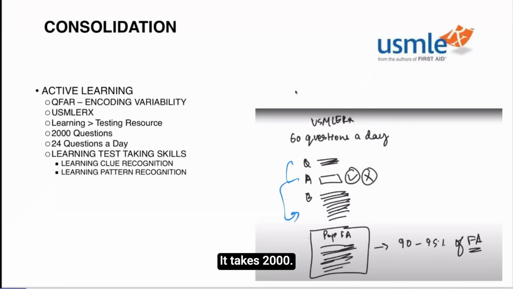It takes 2,000 questions. You should be easily done with this in 3 months, because if you do, let's say, 40 questions a day, this is when I'll be learning clue recognition, pattern recognition, and making sure my testing skills or cooking skills are good.